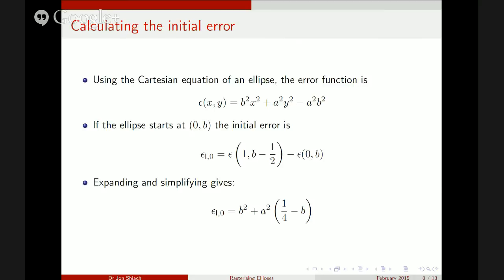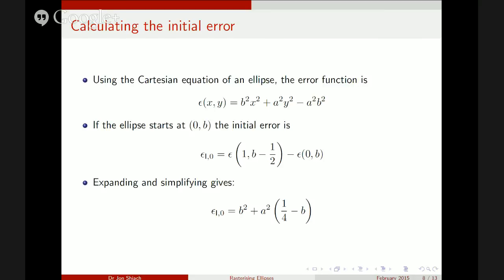That cancels out quite significantly. If we cancel out, simplify, collect like terms, and do a bit of factorization, we get this. You'll notice this is our change in error, and we still have that unknown yi plus 1 value. That yi plus 1 value depends on whether we went to the east pixel or the southeast pixel. If we went to the east pixel, yi plus 1 is simply yi.